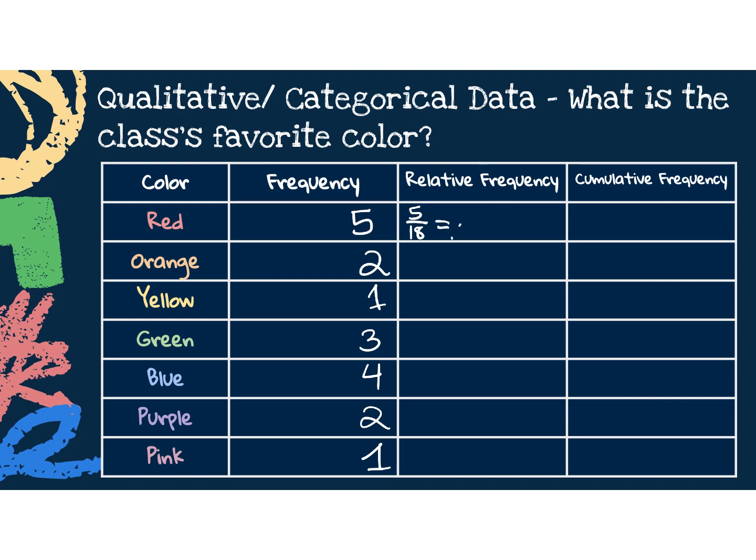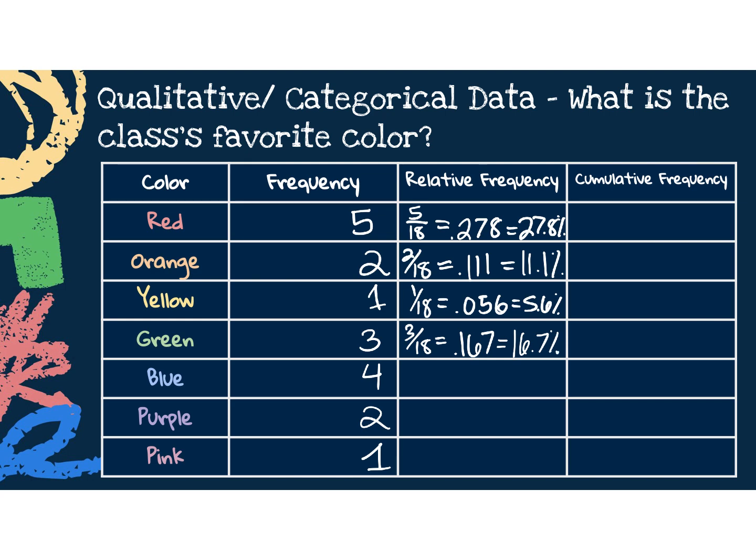And we would get 0.278, which is 27.8%. Then we do 2 over 18, because we do that frequency divided by the sample size. We get 0.111 for 11.1%. 1 divided by 18 for yellow, we get 0.056, which is 5.6%. 3 divided by 18 is going to give us 0.167, or 16.7%.